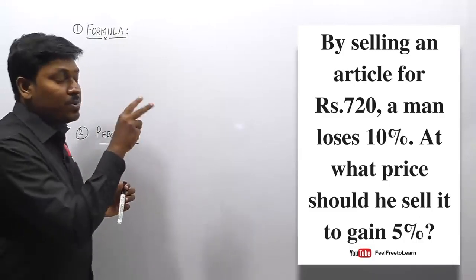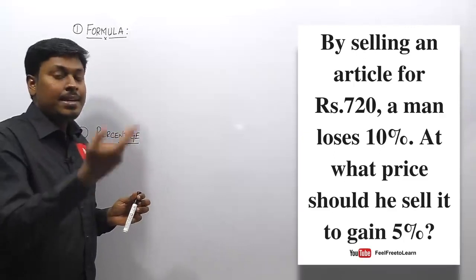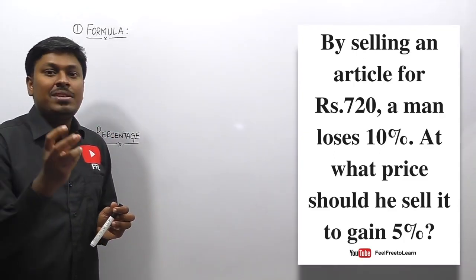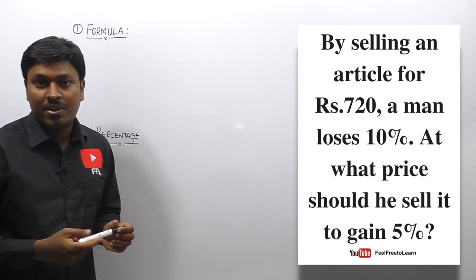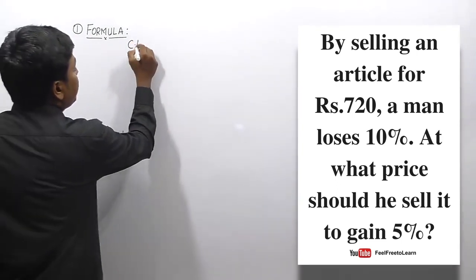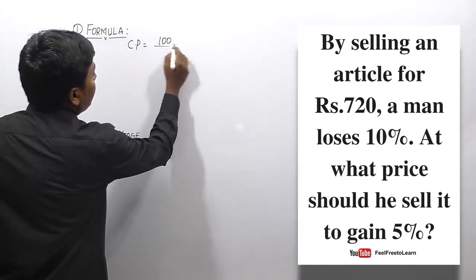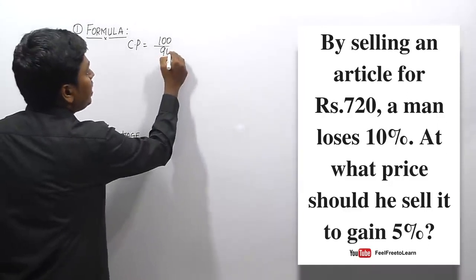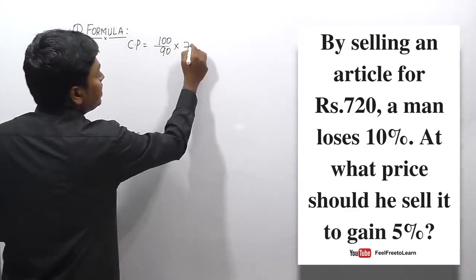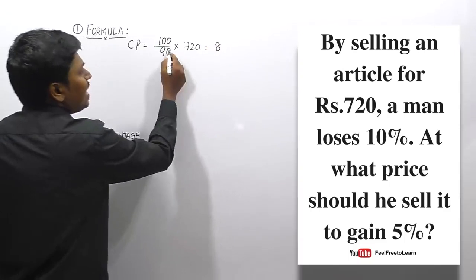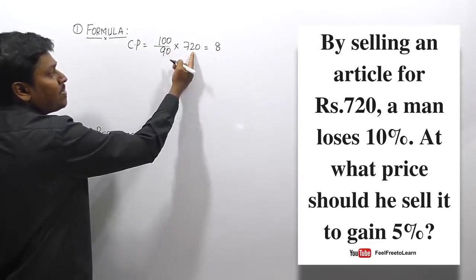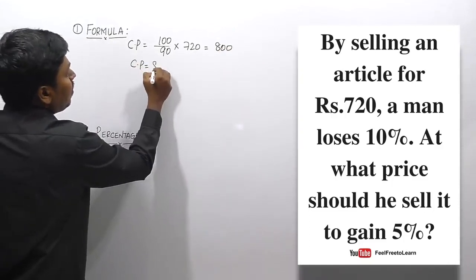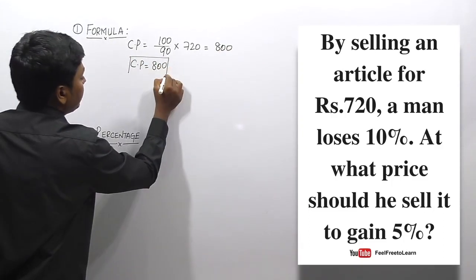Listen carefully. By using the first two data, a man is selling an article, so the selling price will be 720, and the loss will be 10%. By using this data, we can find the cost price of the article, right? So friends, the cost price will be 100 divided by 100 minus loss. So 100 minus 10 will be 90, into the selling price, which is 720. So finally it can be 8 times, right? 90 into 8 will be 720, and 8 into 100 will be 800. So finally we can say that the cost price of the article will be 800, right?